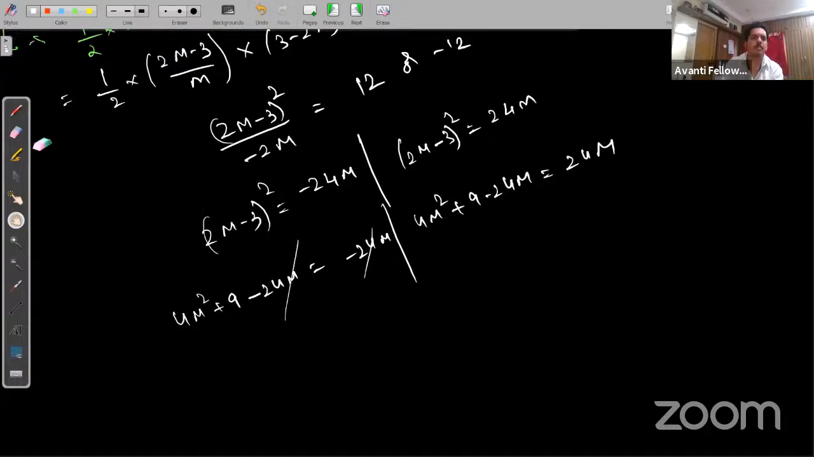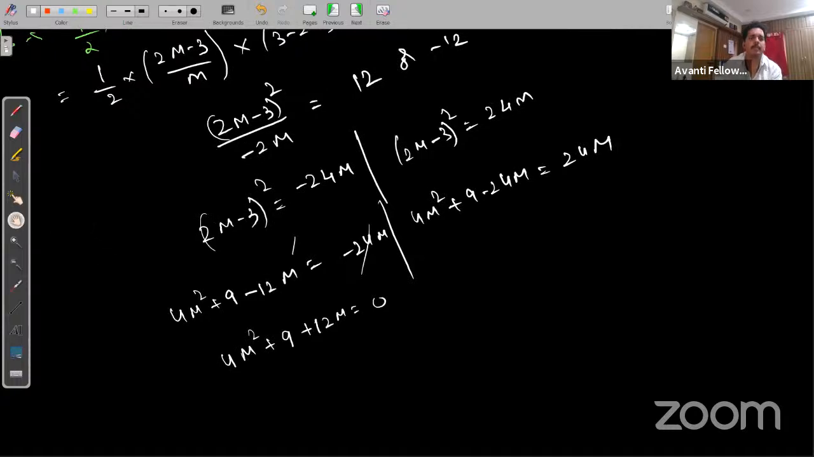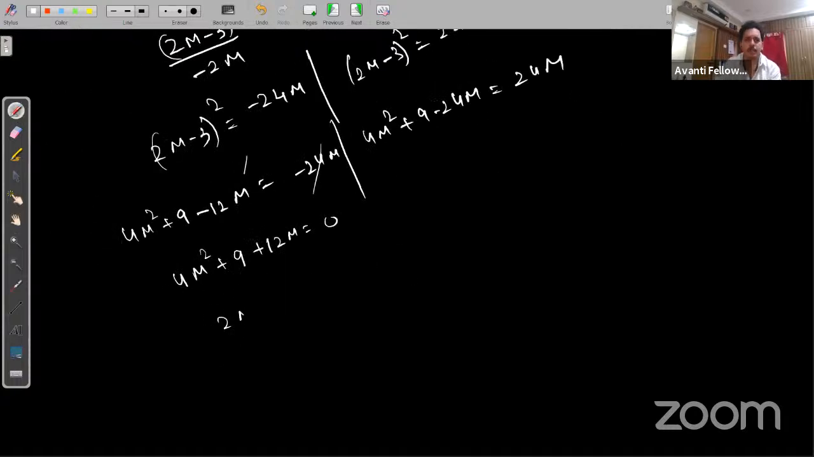Yeah, guys, the mistake is here, right? It is minus 12m. I had taken 24, and that's the reason I got confused. Okay, so now what is happening? It is 4m square plus 9. If I bring that minus 24m to the LHS, I will get plus 24. 24 minus 12 is 12. So plus 12m is equal to 0. Now how much is it? It is (2m plus 3) whole square is equal to 0. So m is equal to minus 3 by 2.